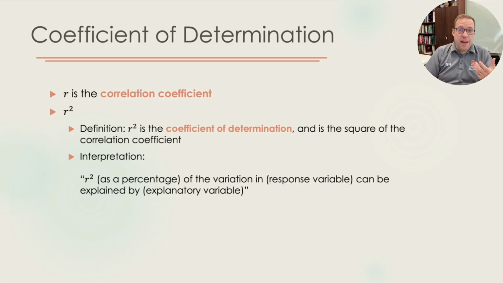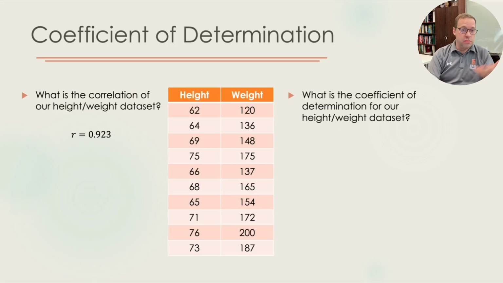All right. So in the example that we have been working on, I've got it right here. We saw in our last couple of videos that the correlation between height and weight is 0.923. So what's the coefficient of determination for our height and weight data set? Well, seriously, just square the correlation coefficient. That's all you need to do. 0.923 squared is going to be 0.852. That means 85.2%, right? To go from a decimal to a percentage, just multiply by 100.